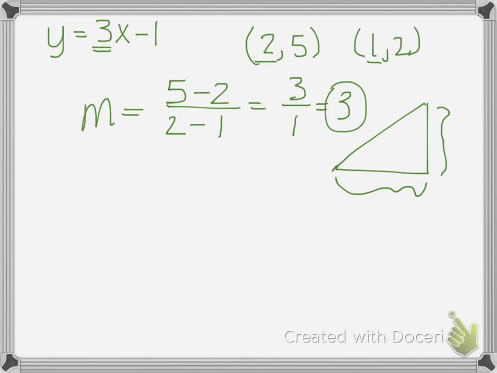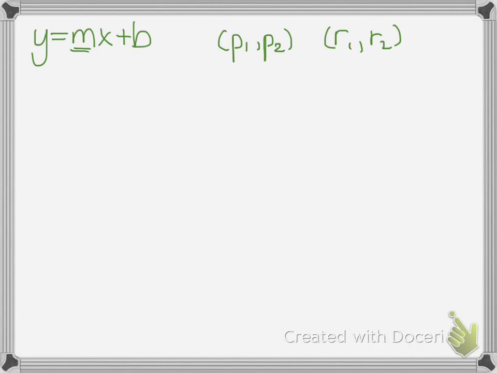Okay, so what we want to do now is we're going to use that general method, but we're going to look at just the general equation that we've come up with here, y equals mx plus b. And what we want to do is show that the slope is this number m. So we're going to choose 2 points, point P, and it has coordinates P1, P2. We're going to choose point R, and it has coordinates R1, R2. And we're going to substitute them into this equation and solve for the slope.